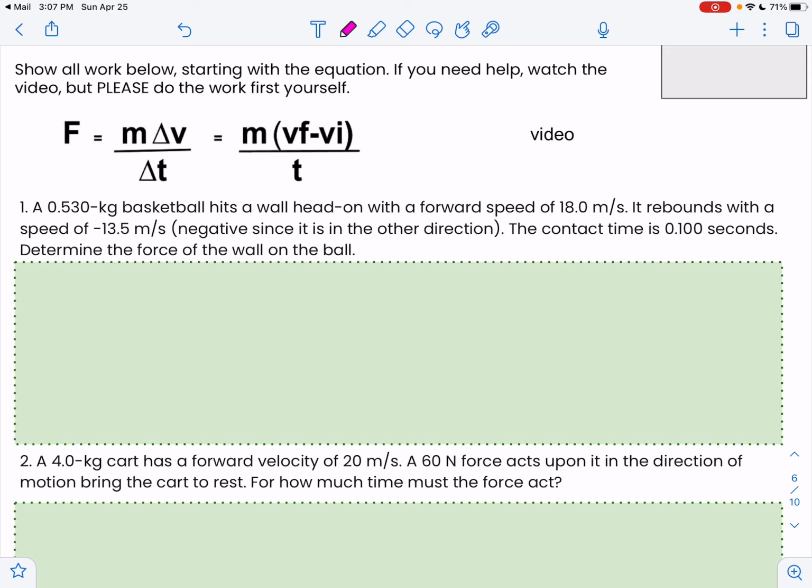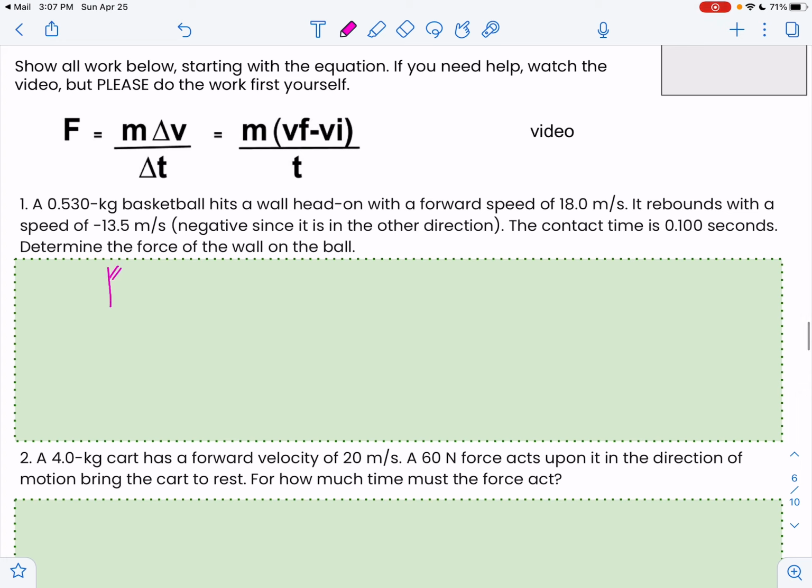A 0.530 kilogram basketball hits a wall head on with a speed of 18 meters per second. I'm going to say this way is positive. It rebounds with a speed of negative 13.5. I've very nicely given you the negative, because see how it's going the other way now. So you have to make sure you plug that in as negative. And it's going to do that in only 0.1 seconds. What's the force on the wall?